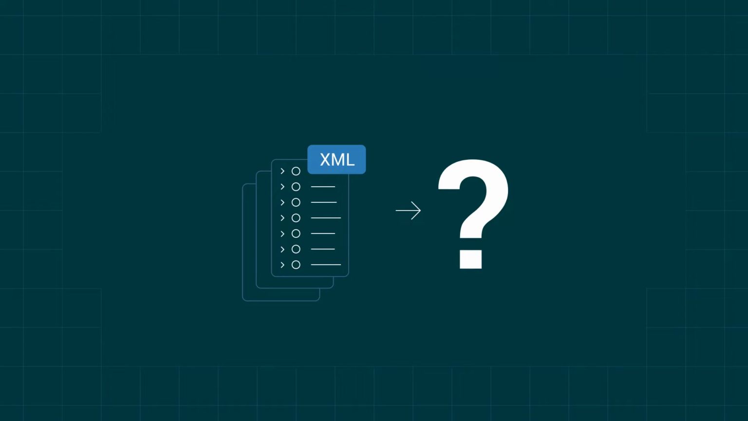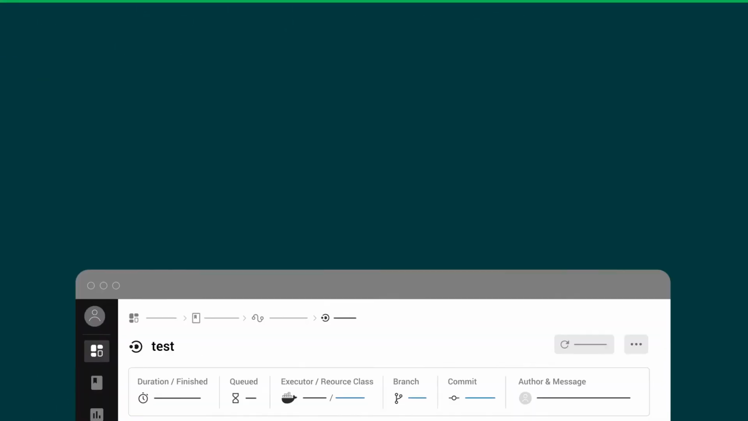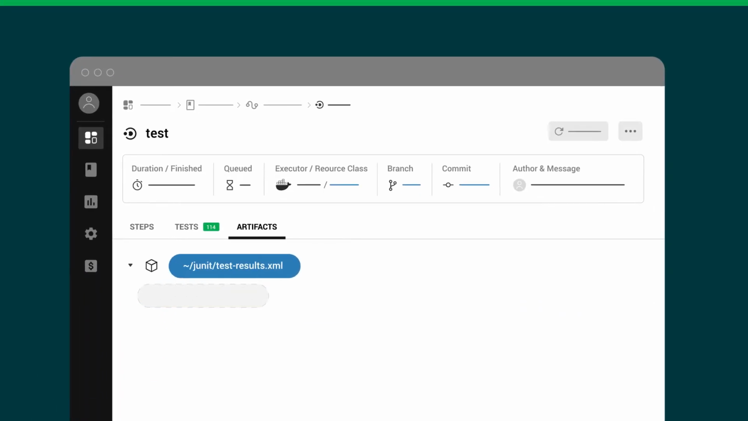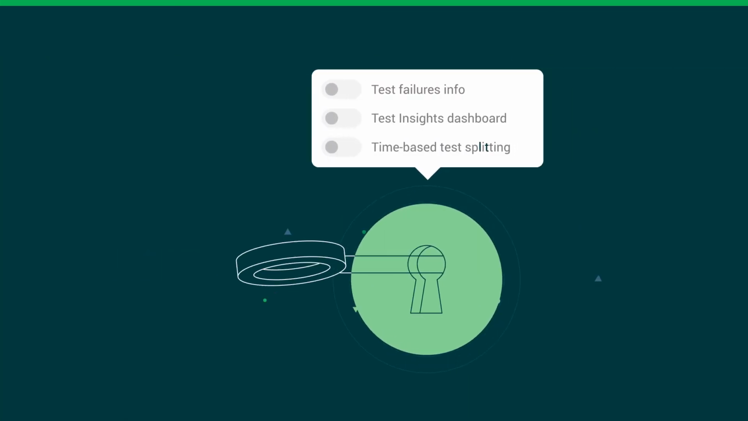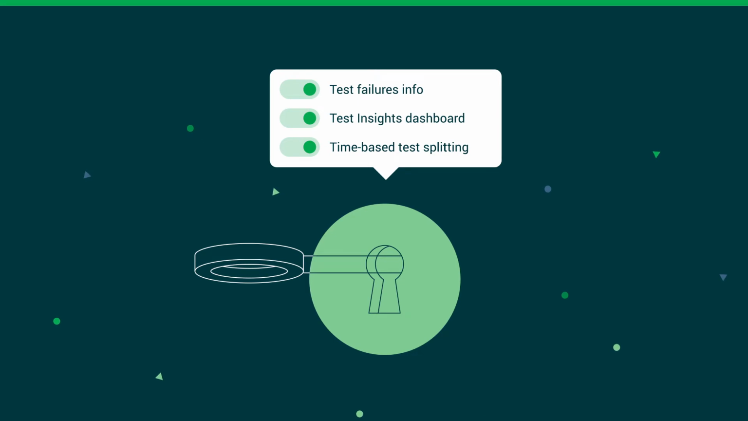By saving records of your test runs, you can gain valuable insights that can help you optimize your tests and make the most out of your build minutes. CircleCI users can easily capture XML test metadata and use it to unlock powerful time and money-saving features with just a few lines of configuration code.